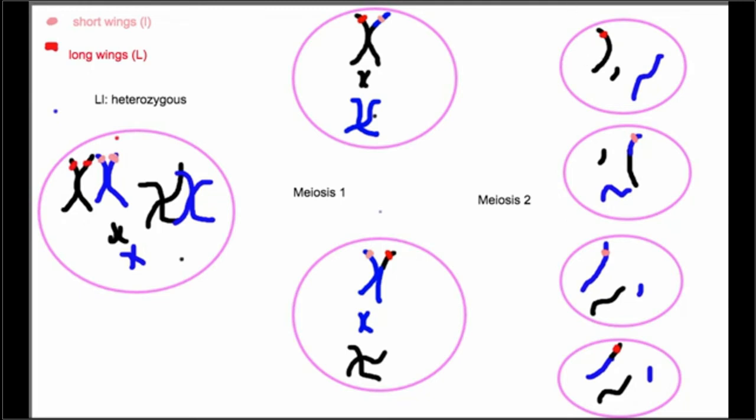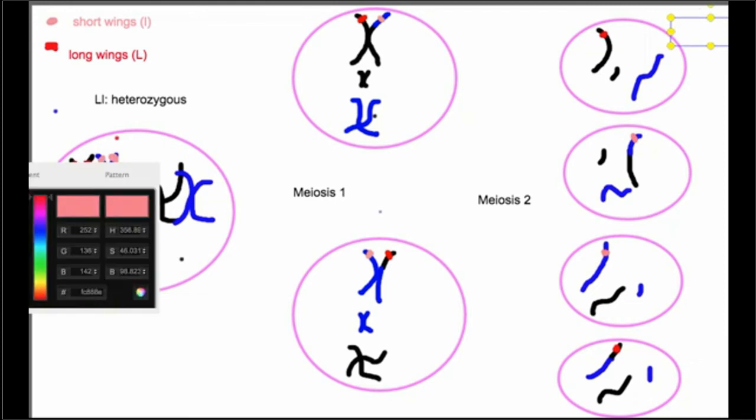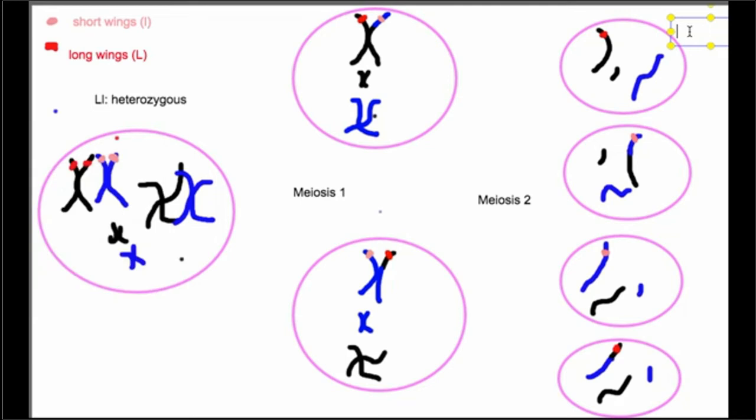So now you can see that every daughter cell has one copy. So this parent was heterozygous, capital L, lowercase l. Each of these sex cells, this is important for the homework, right? Each of these sex cells has only one. So this sex cell has the dominant, this sex cell has the recessive, this sex cell has the recessive, and this sex cell has the dominant.